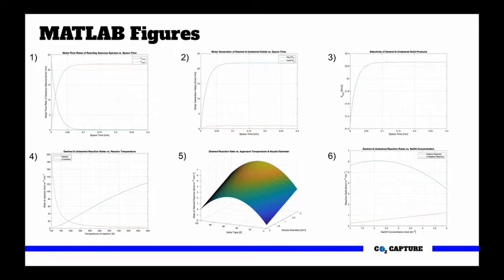Figure 5 shows how the nozzle diameter and the approach temperature parameter affects the desired reaction rate. Decreasing the size of the nozzle will produce a smaller droplet of aqueous sodium hydroxide and thus increase the surface area to volume ratio of that droplet. As the surface area increases, more carbon dioxide can react, thus increasing the reaction rate.